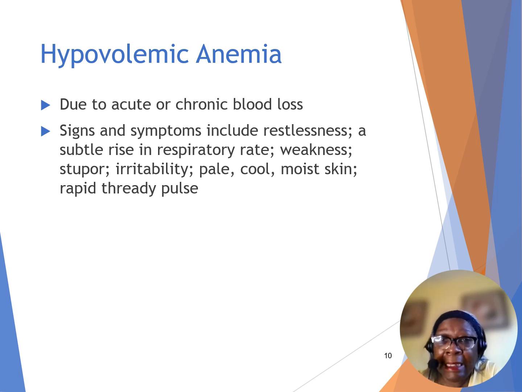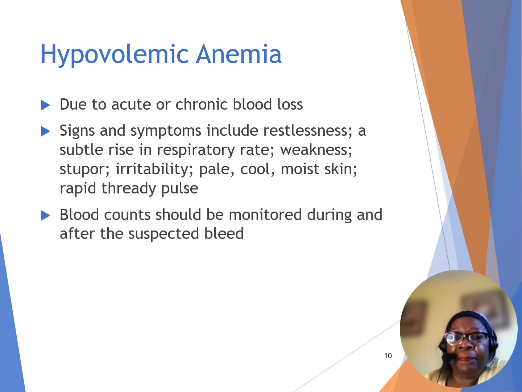If the patient is bleeding, you want to stop the bleeding and replace the fluid that's been lost. Remember what we said about blood. Blood is made up of what? Plasma and formed elements. All right. And what is in the plasma? Water. So you have to replace the fluid. I believe I have something else on this slide. I thought so. So the blood count should be monitored during and after the suspected bleed. And if there is a suspected bleed, we want to stop that bleeding. Usually we're going to replace the fluids with an IV, right?